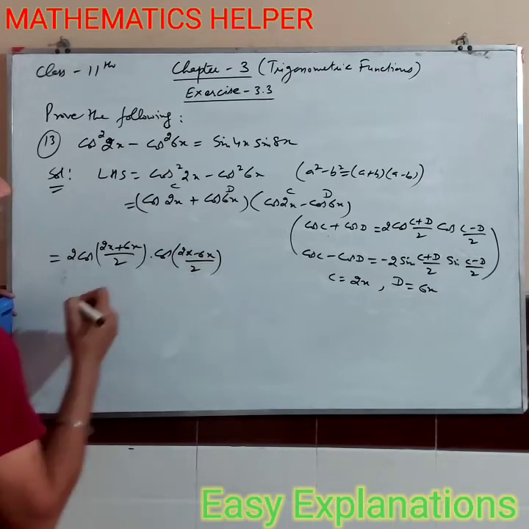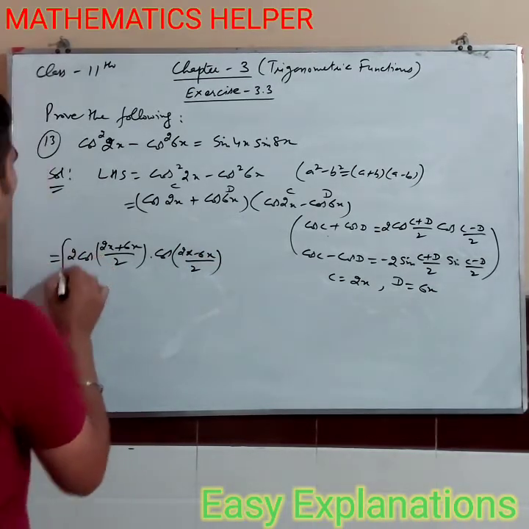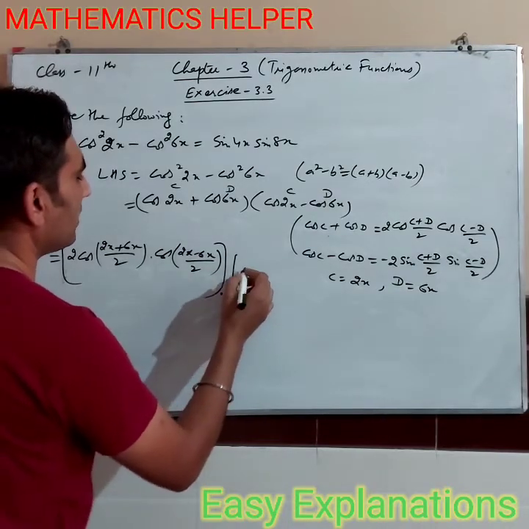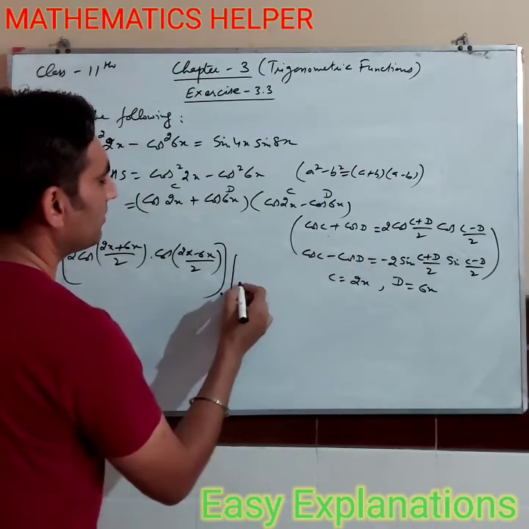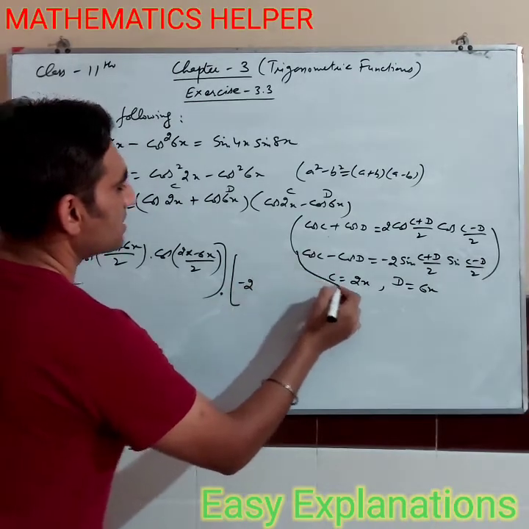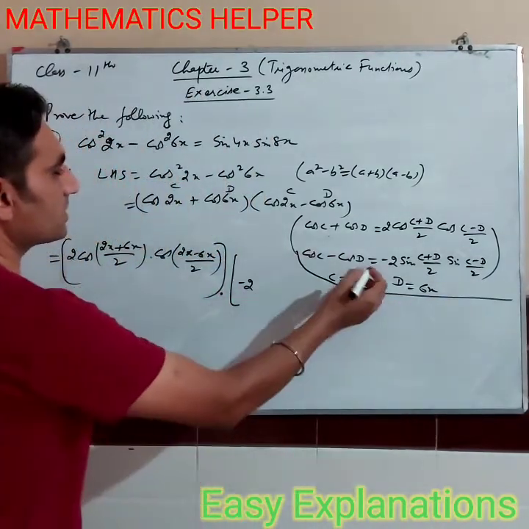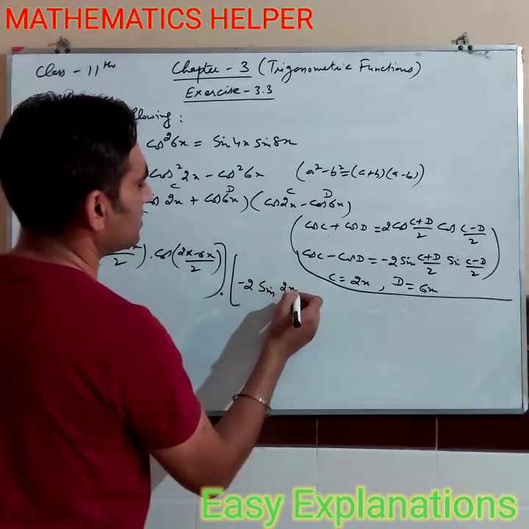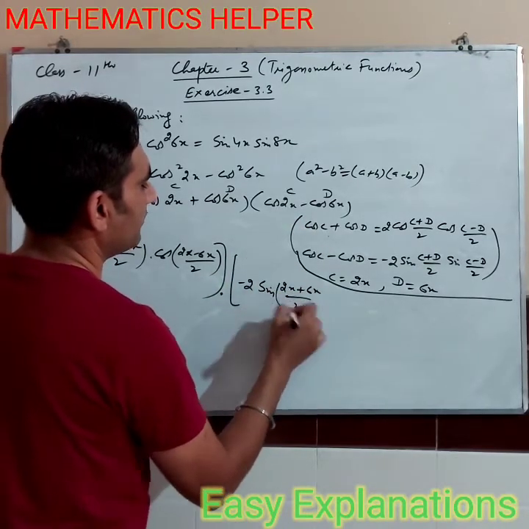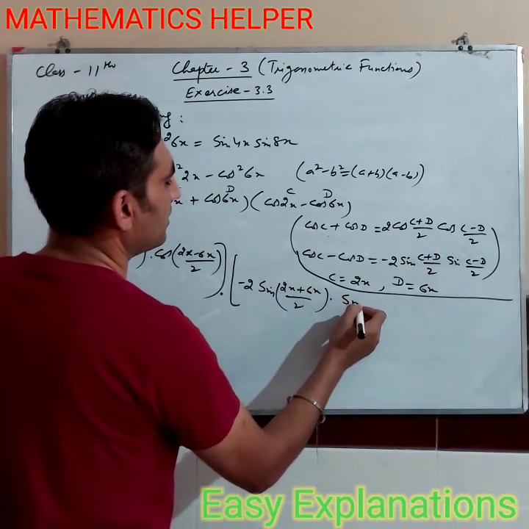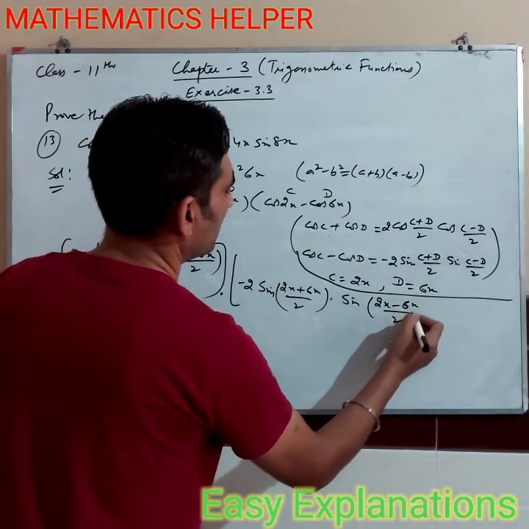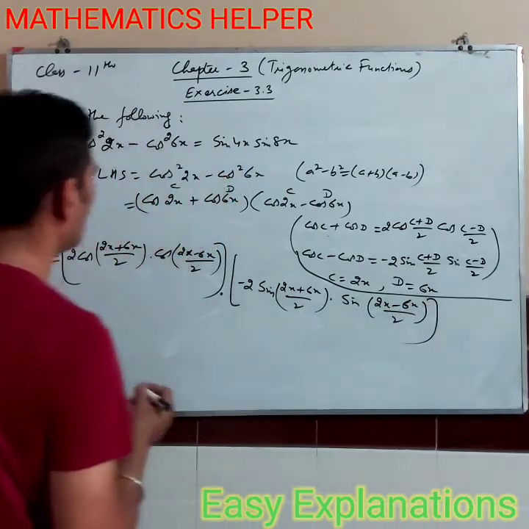over 2. Now, this was the calculation for bracket number 1, into, I'm going to write this, bracket number 2. Here minus 2, let's separate it to avoid confusion. So minus 2 sine of the sum of these angles, (2x plus 6x)/2, into sine (2x minus 6x)/2. So we have bracket number 2 like this.